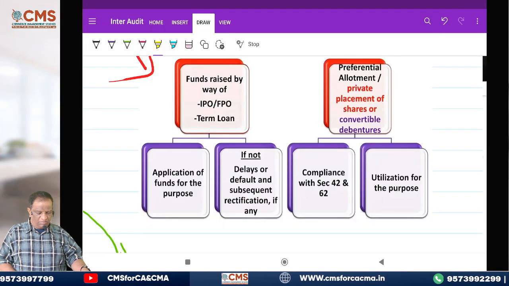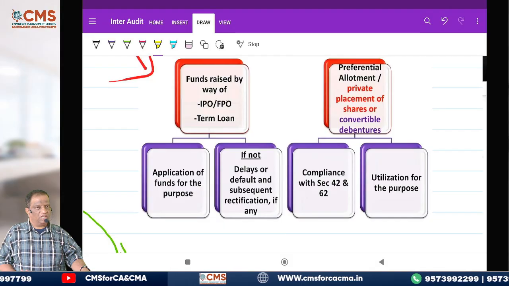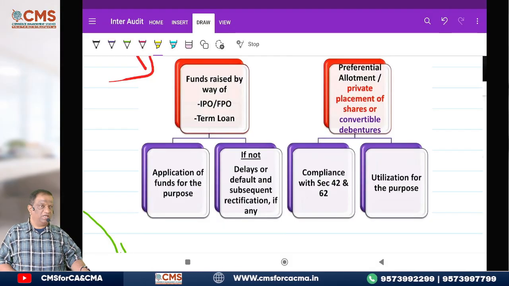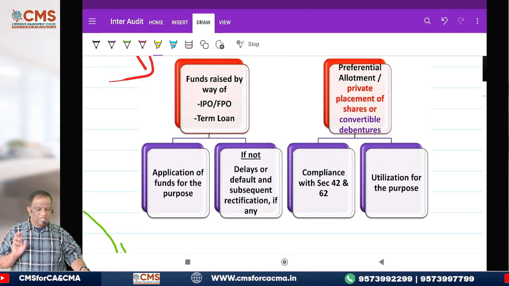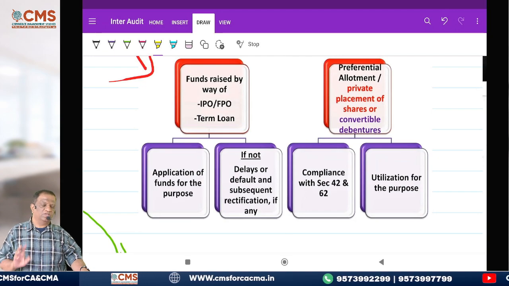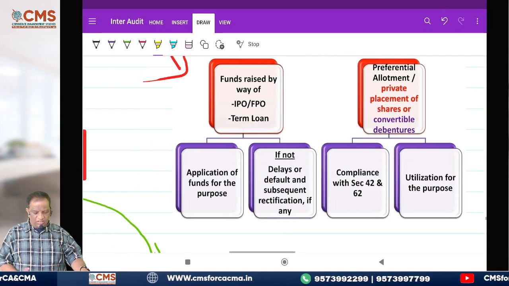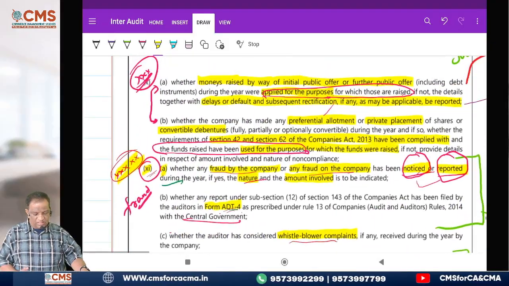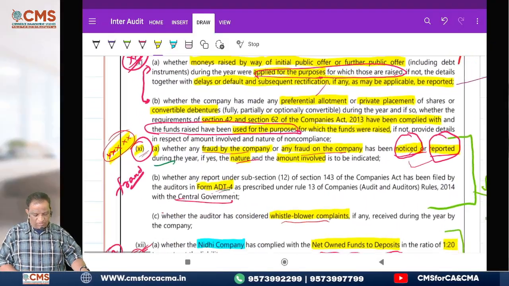First one will come about term loans or share capital, IPO, public issues. And the second point talks about the private placement. So the common point is, has it been used for the purpose for which it was raised? Otherwise, the auditor will disclose the non-compliance of it. That is, what is this application for the purpose?